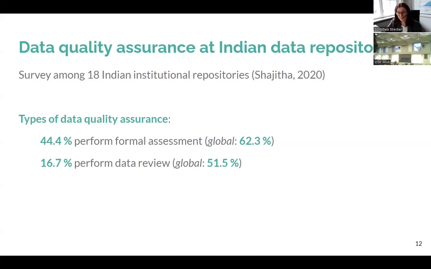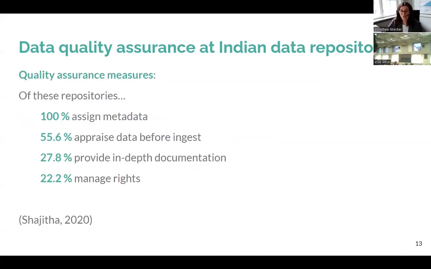So there might be some potential for increase of services here. And looking at specific quality assurance measures these Indian institutional repositories perform, you can see that all of them assign metadata, which was rated very important in terms of ensuring data quality. And 55.6% appraise data before ingest. So here they make sure that data fit in the scope of the repository.